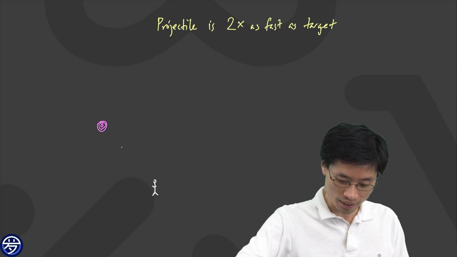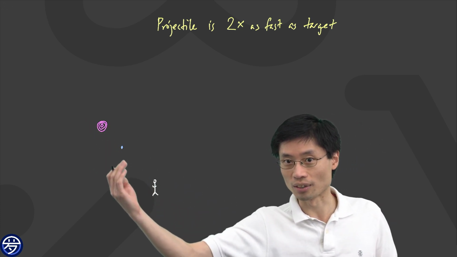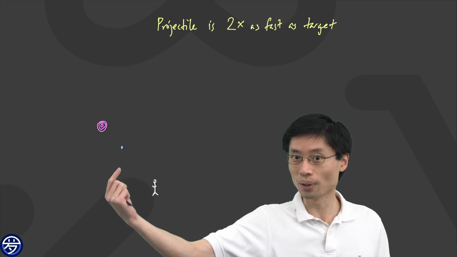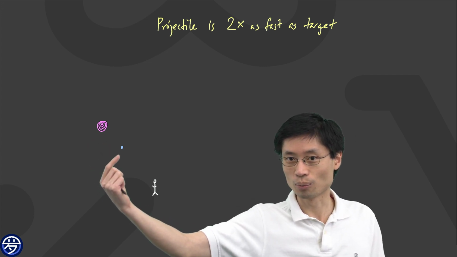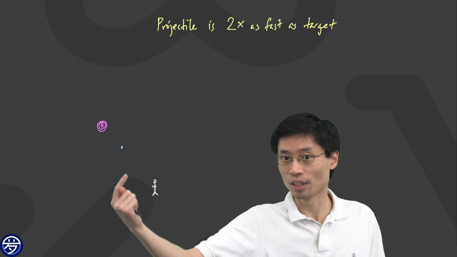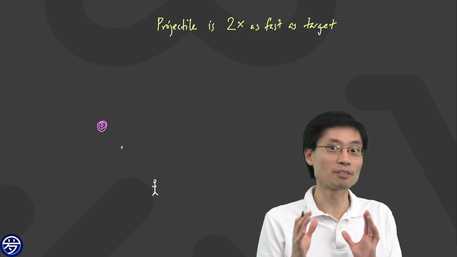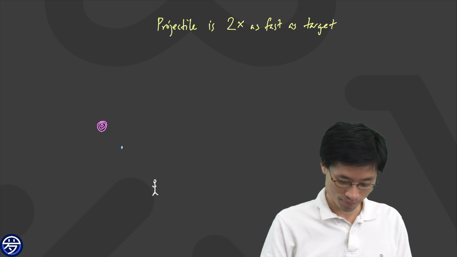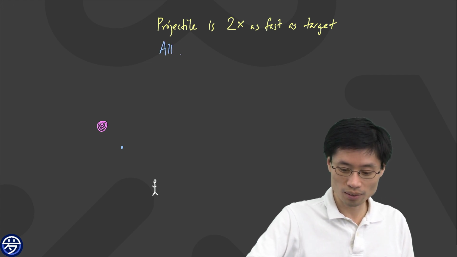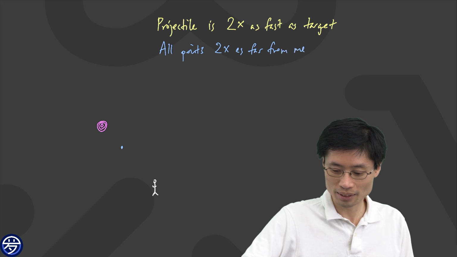It is here. This point right here is exactly 1/3 of the distance away, 1/3 of the distance along. Do you agree? This point right here is a point that is exactly 1/3 of the way between us, and therefore the distance from here is exactly 1/2 of the distance from there. I'm trying to draw all of the points which are exactly twice as far from me as they are from the target. All points twice as far from me as from the target.